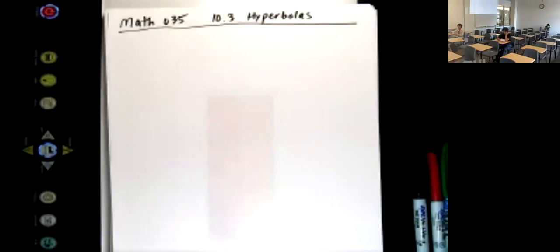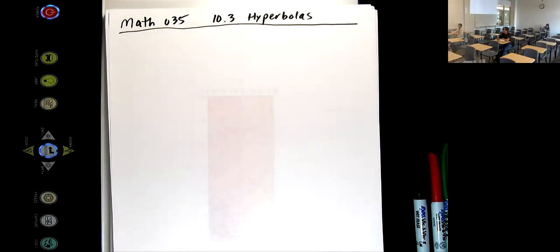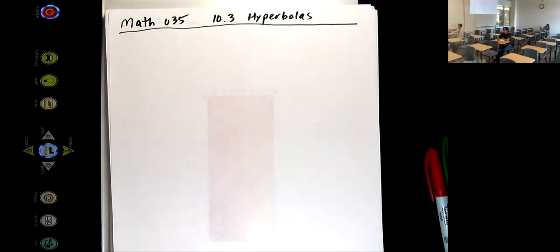All right, our final lecture. The final section we're covering is on hyperbolas. Hyperbolas are very similar in setup to ellipses, at least equation-wise, and in all the steps we're going to take. The graphs are drastically different.